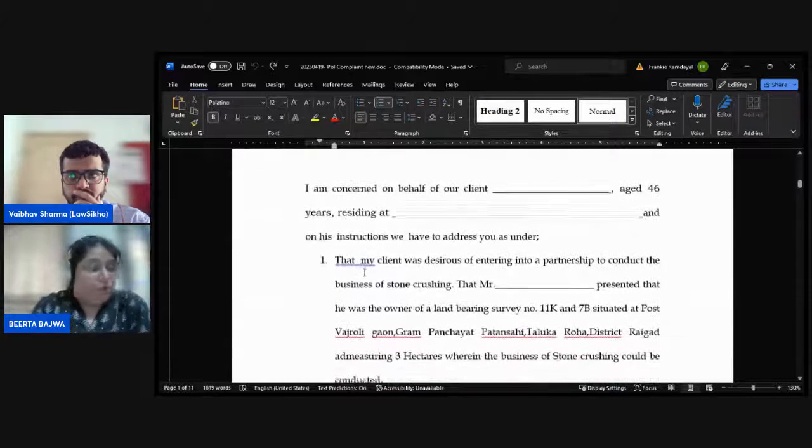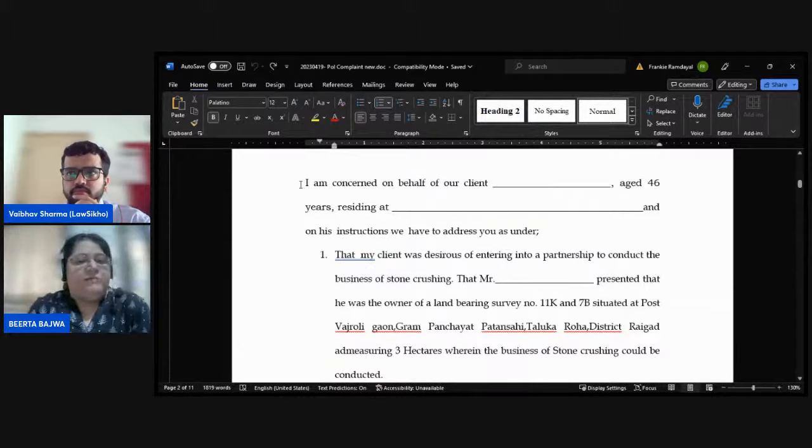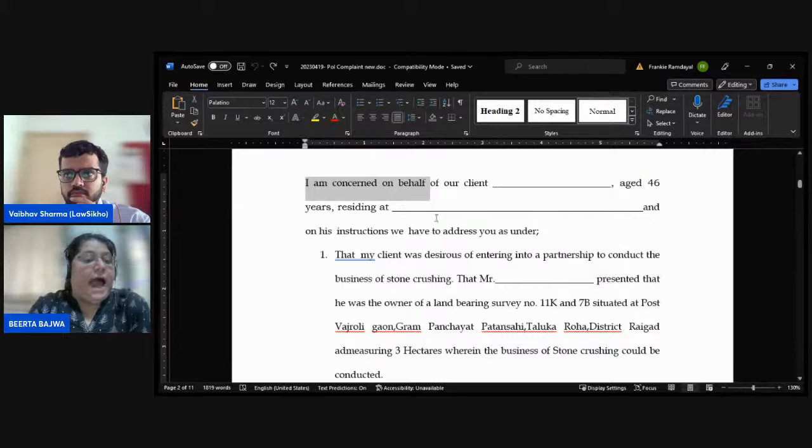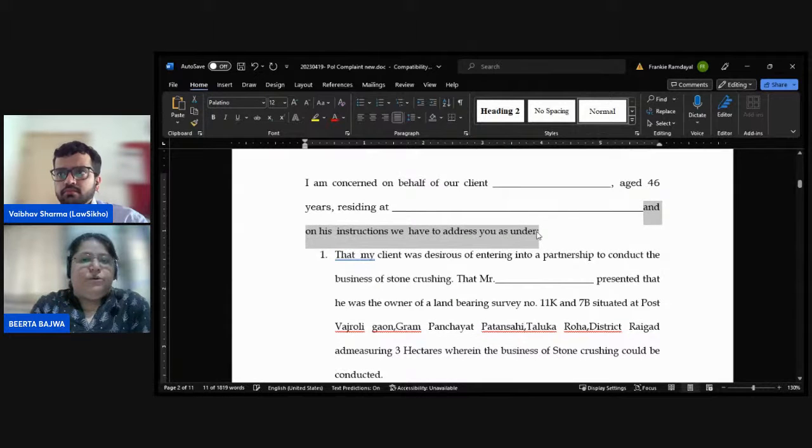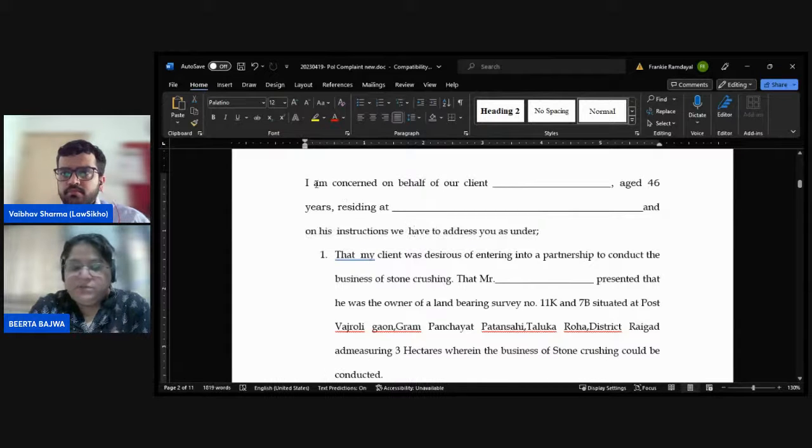Always remember, as a lawyer, I am concerned on behalf of my client, Mr. So and so, age so and so, residing at so, and on his instructions, we have to address you as under. As a lawyer, we always act on instructions. We never take anything on. Always remember that we will never personally identify ourselves with the client.